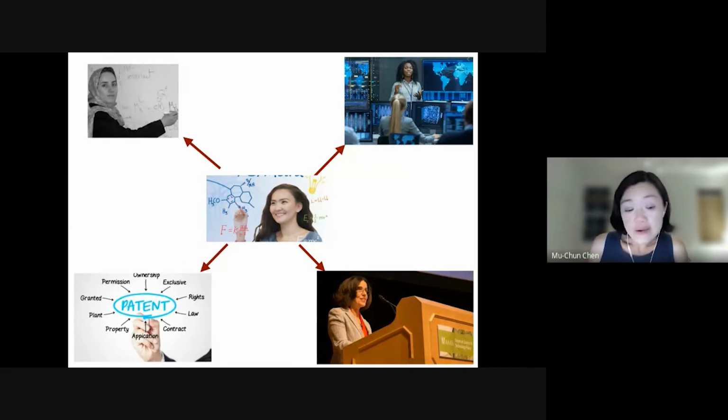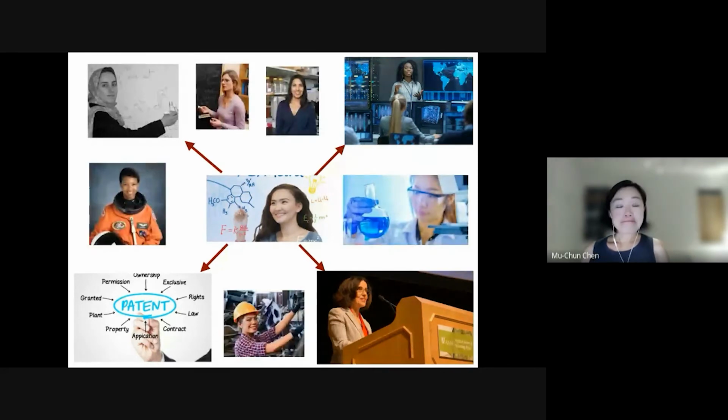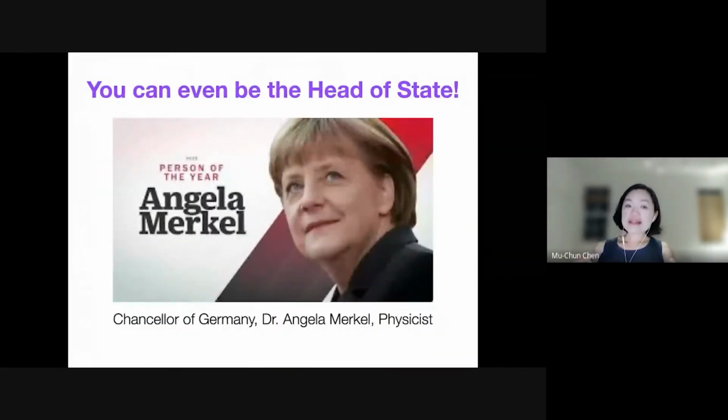So with a STEM degree, a physics degree, you may go into data science, security, education, policy, government policy, or patent lawyer. And of course, you may be an astronaut, or a researcher at national labs, engineer, or a professor. And you can even be the head of state. It turns out the German Chancellor, Dr. Angela Merkel, she is a physicist.